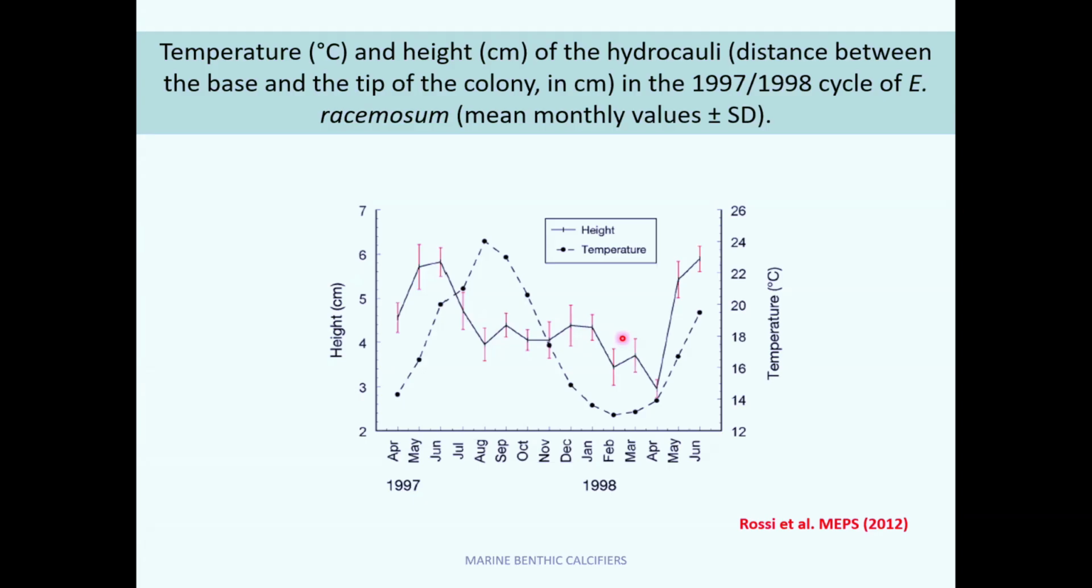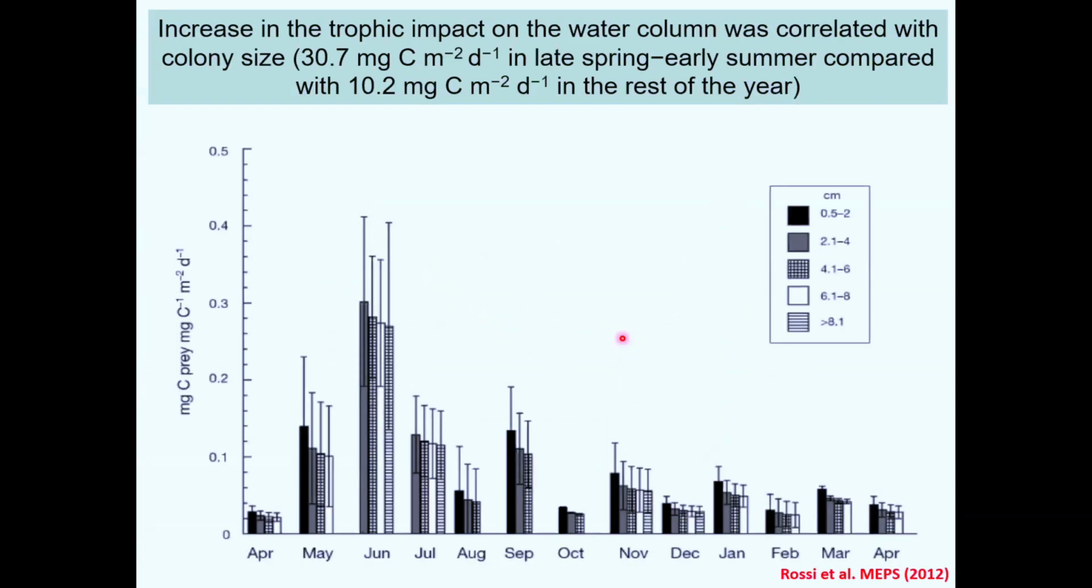But the most important thing here is this. During a certain period, this is the height of the colony: 0.5 to 2 centimeters height, 2.1 to 4 centimeters height, more than 8 centimeters height. You find in this graph, looking carefully, that the 0.5 to 2 class is completely disappearing, and you find some of the colonies that are more than 8.1.